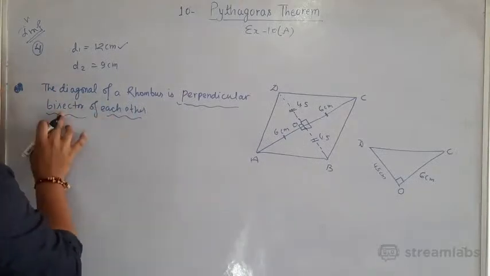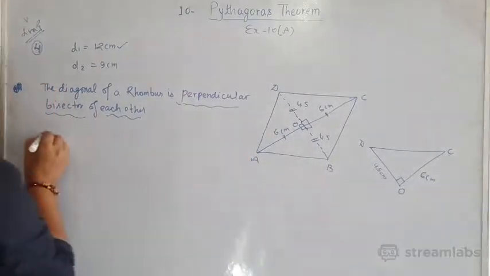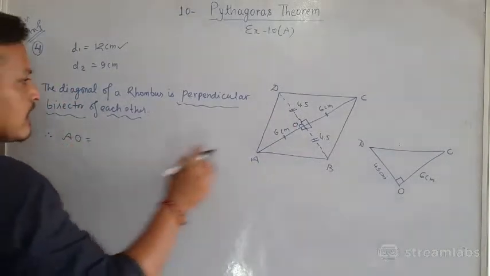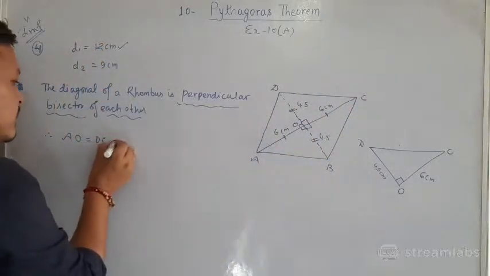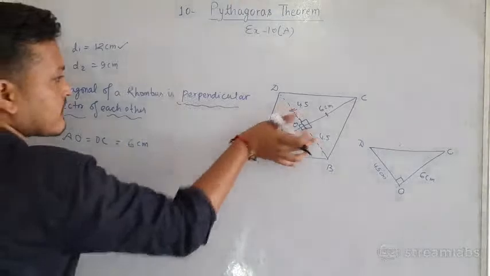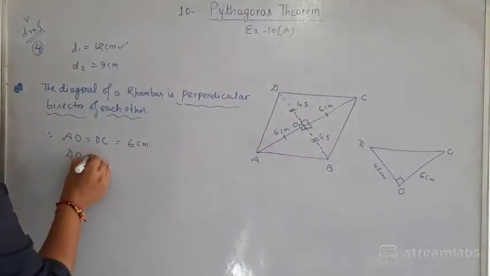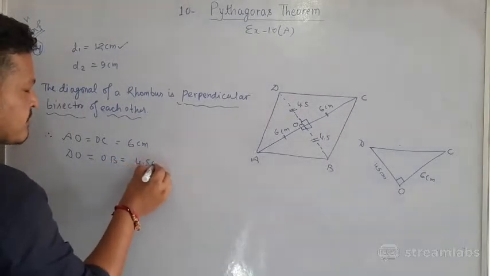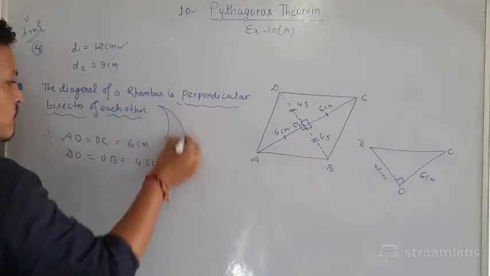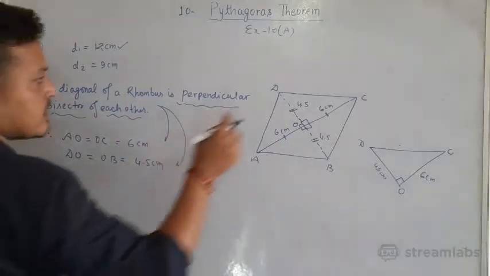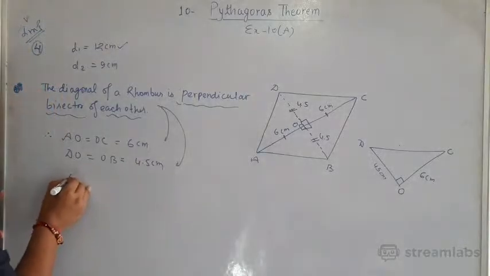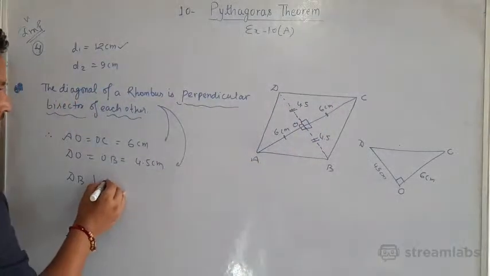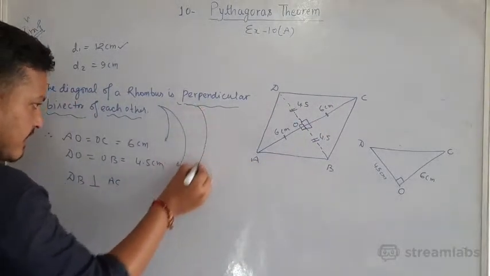Here bisector is written. So therefore, I am writing here AO is equal to OC. AO is equal to OC is 6 centimeter. Next, another diagonal DO is equal to OB is equal to 4.5 centimeter by using this property. Next, diagonals DB is perpendicular on AC. This is the next condition.